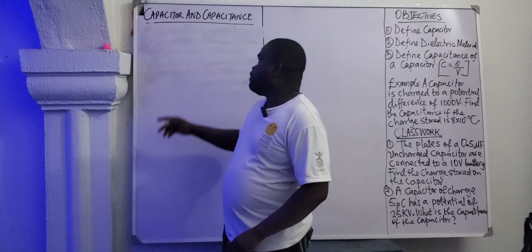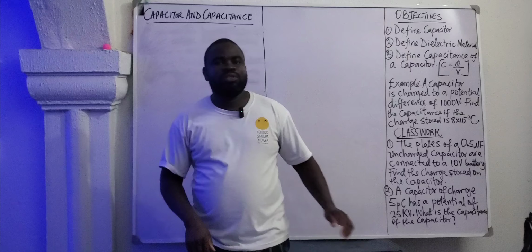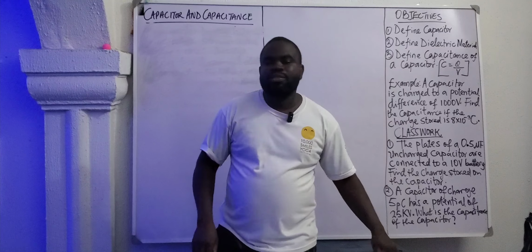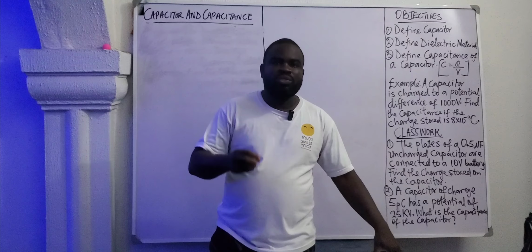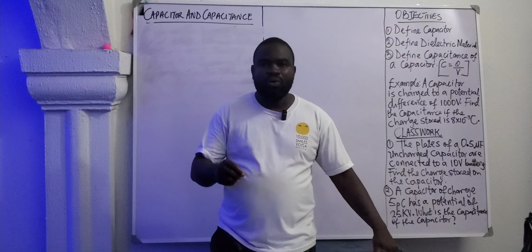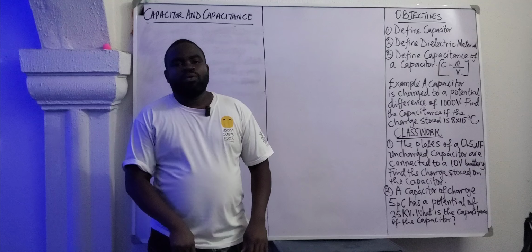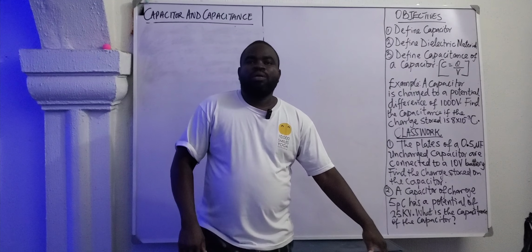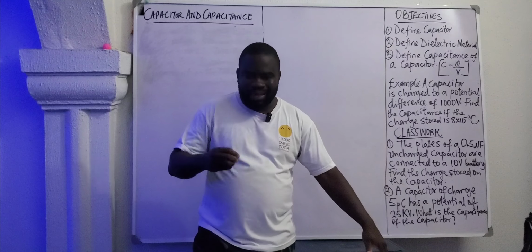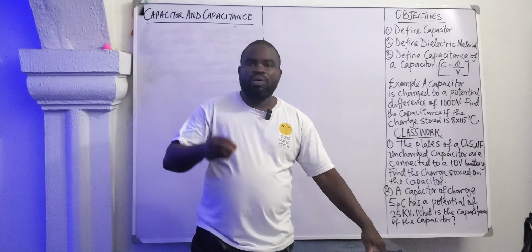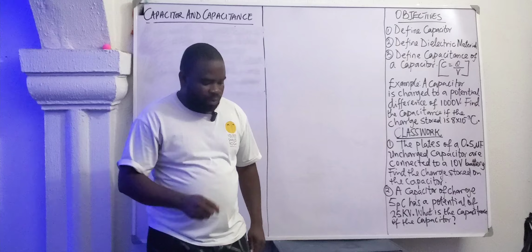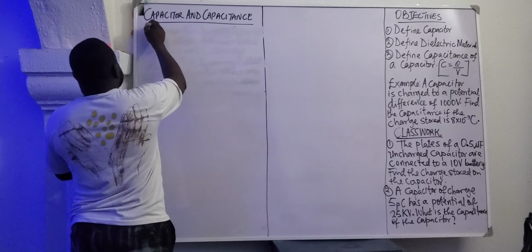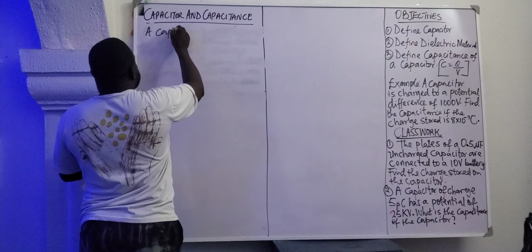Let's take the first part, which is what is a capacitor. We say that a capacitor is an electric device that stores electric charges or electricity. We can also say that it is a two-terminal electric component that has the ability to store electric energy in the form of electric charges. Let's take that.